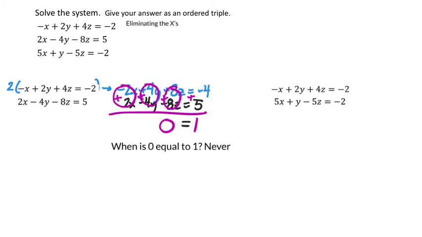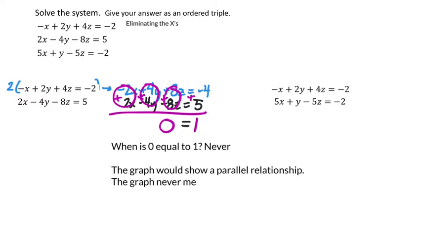Okay, so this means that, at least from this, if you were to graph these, let's say that you were to graph these and you found them to be lines, they would be parallel. Yeah, so essentially we're saying that the graph would show a parallel relationship. Or in other words, the graph never meets. Okay, the lines never meet, if you will. And what this also means for us is that really there's just no solutions.